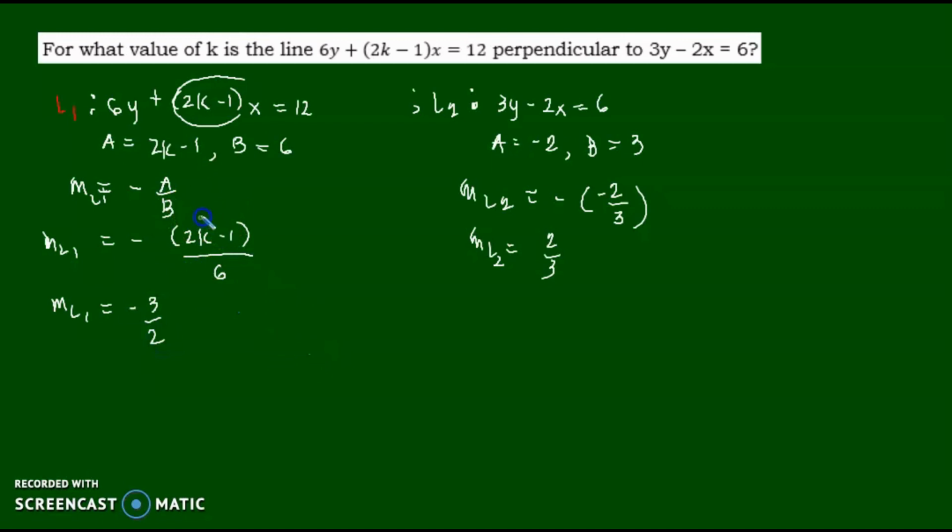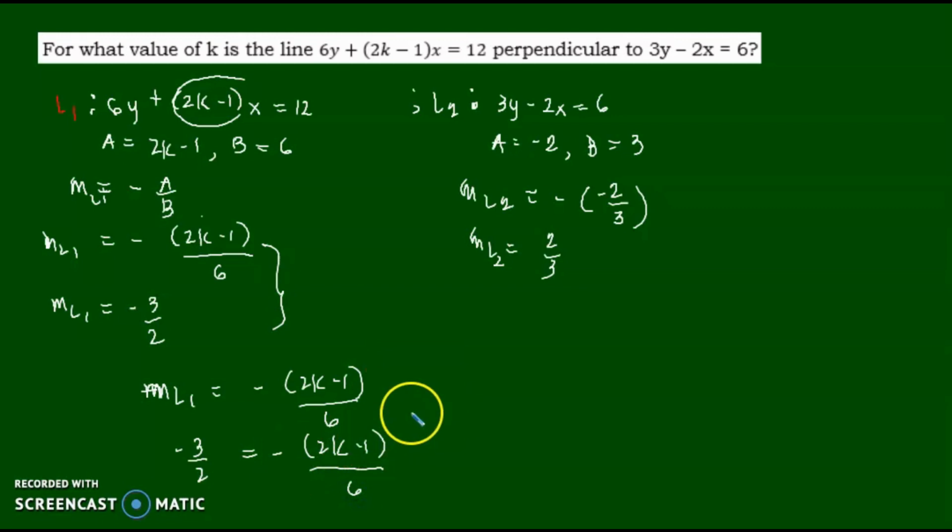Now equate this to slope of line 1 is equal to negative quantity of 2k minus 1 over 6, where the numerical value of the slope of line 1 is equal to negative 3/2. This is the slope. Equals negative quantity of 2k minus 1 over 6. And then multiply both sides by the LCD. So the LCD of 2 and 6 is 6.